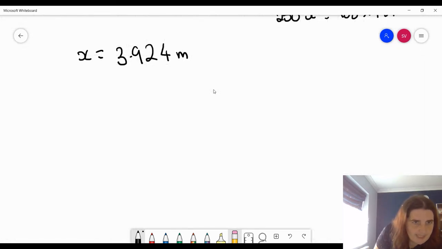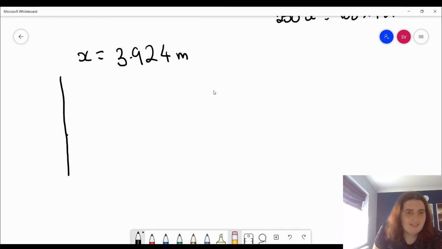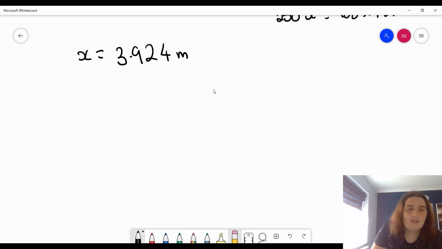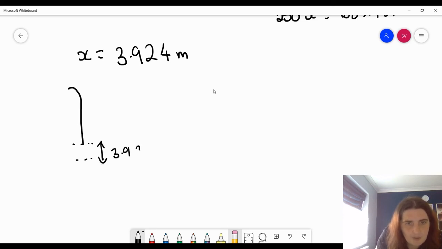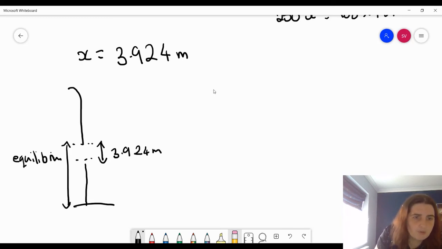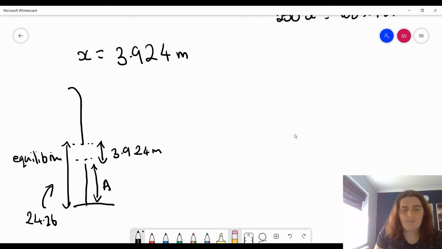So I know if I look at this here, if this was the length of my string, to get to here is going to be 3.924 meters. So this is the equilibrium. To get to this position in total was 24.26. I know that this distance here is my amplitude.